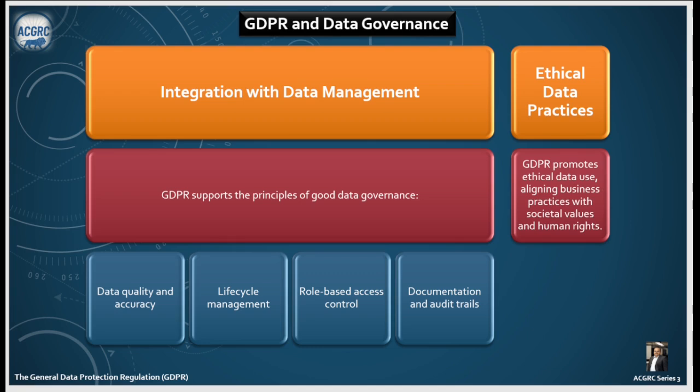Data accuracy. GDPR requires data to be correct and up to date. Data management must include processes to verify and update information. Example, customers can log in and update their contact details. Data security. GDPR says personal data must be kept safe. Data management must include encryption, access control, and backups.